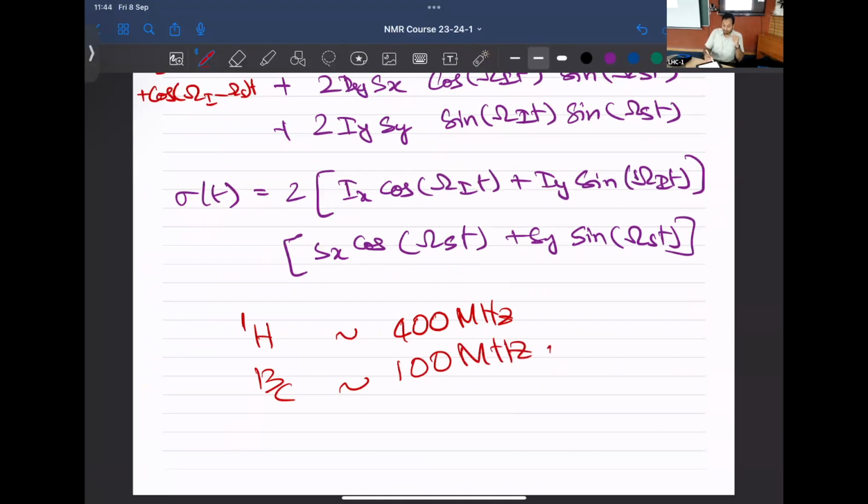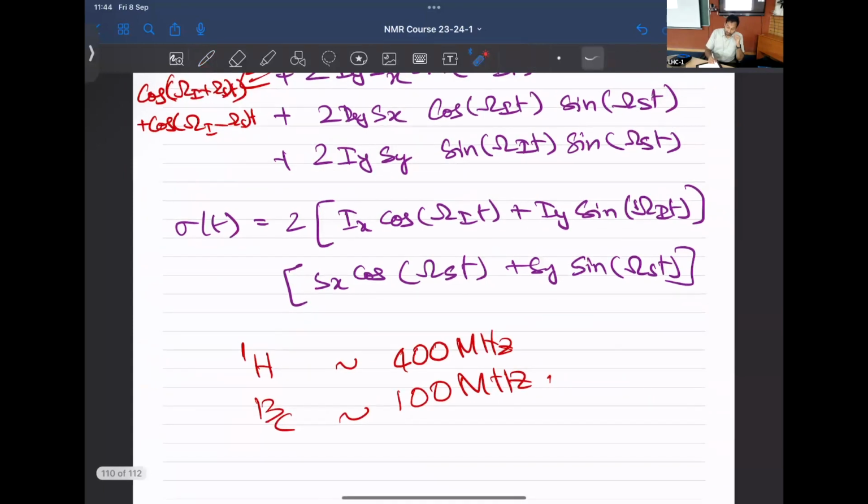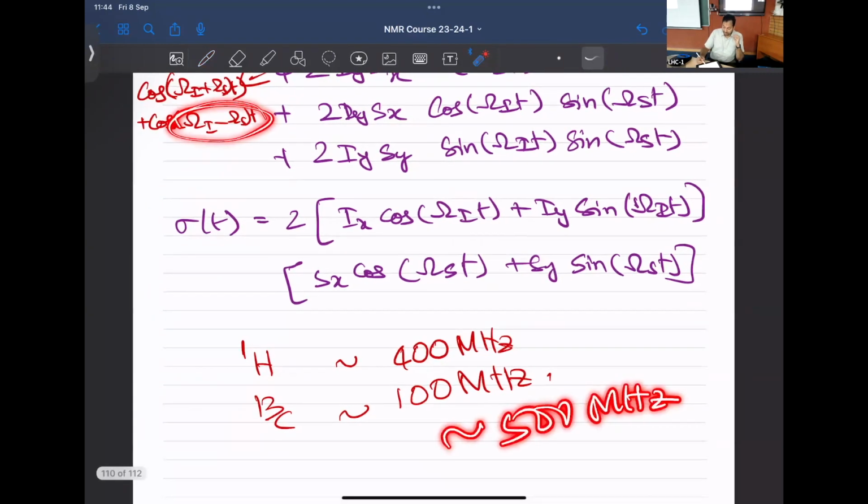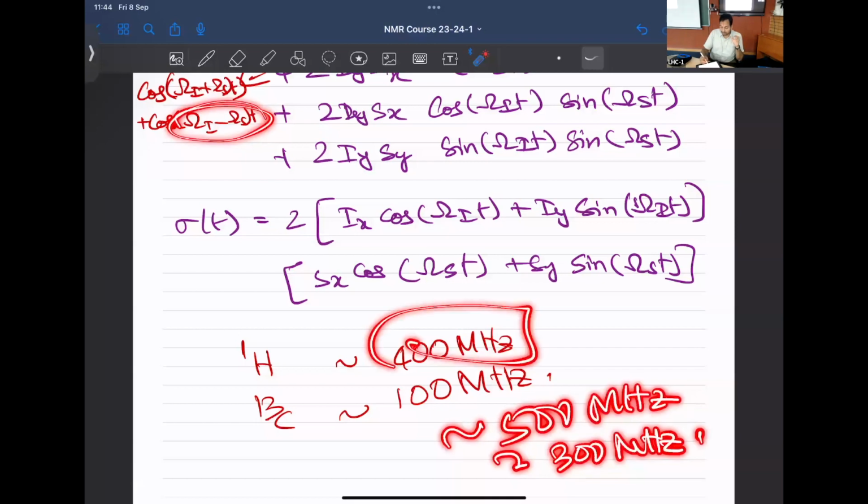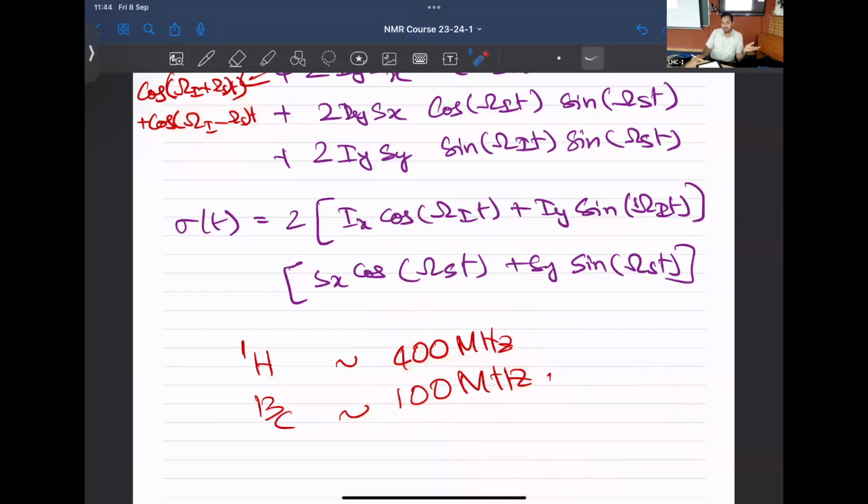Correct. So therefore, anything of the sort of omega I plus omega S will be resonating at 500 megahertz, while omega I minus omega S will resonate at 300 megahertz. Remember, you are only on resonance at 400 or 100. Therefore, you cannot see either 500 or 300. So you still cannot directly measure it. Spectrum, no, it will not. There's something called selection rules. This will be forbidden as a selection rule.